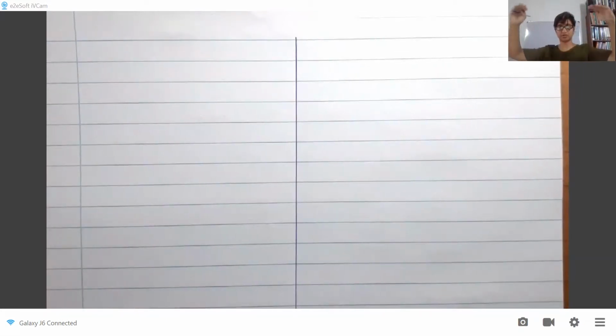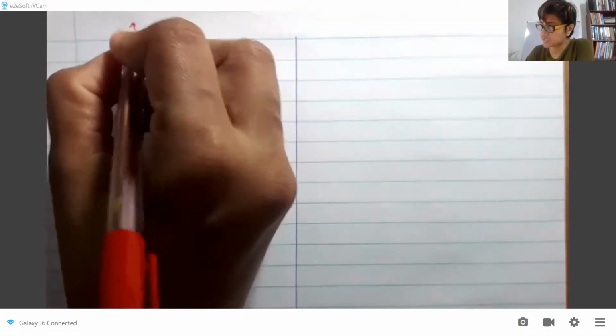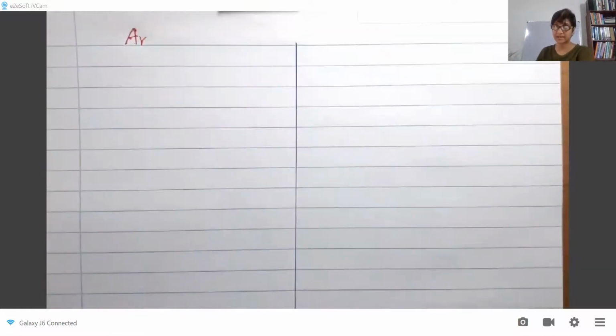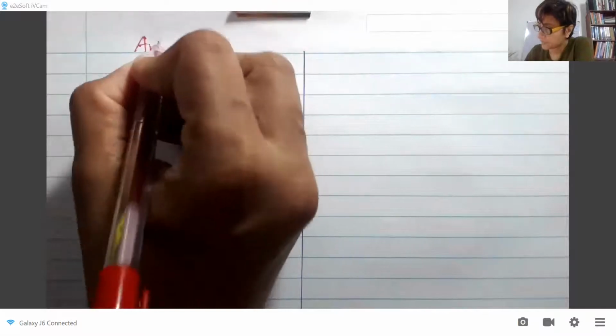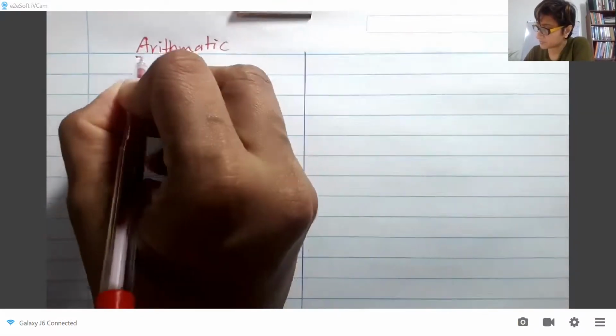So on the top of your pages, you write, this is all to do with arithmetic. So we are looking at arithmetic sequences and series. So you just put arithmetic, and here geometric.